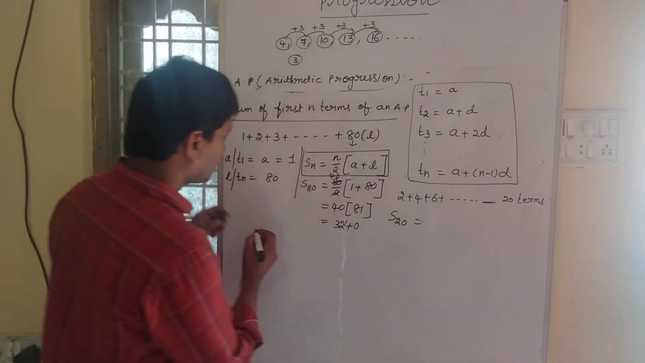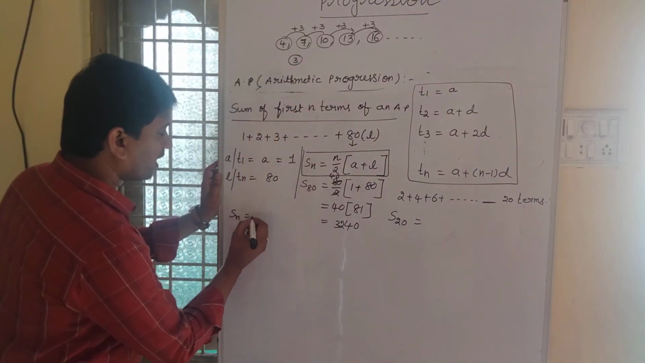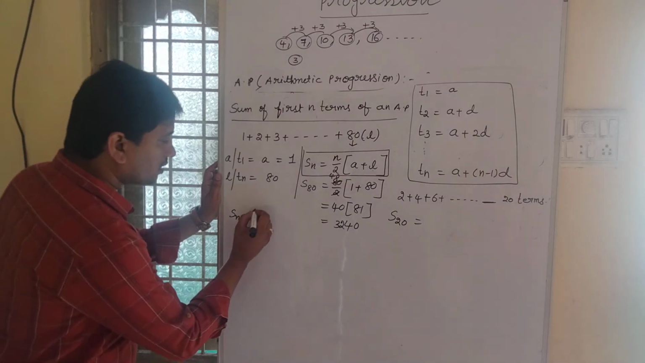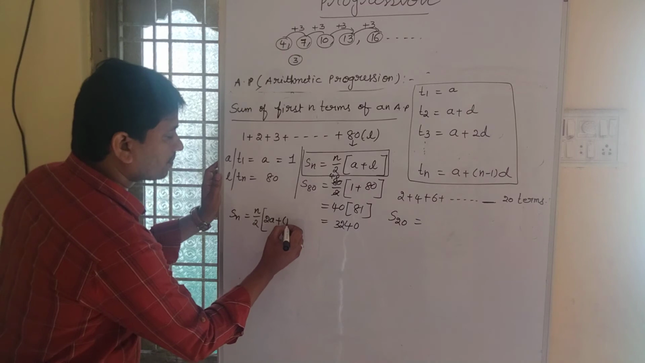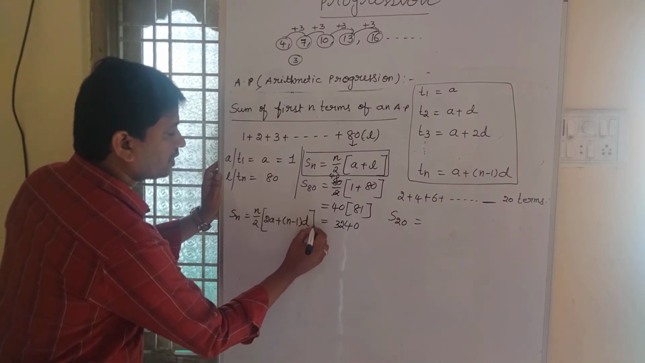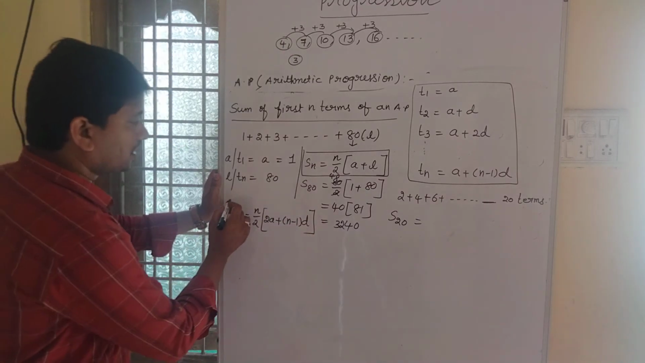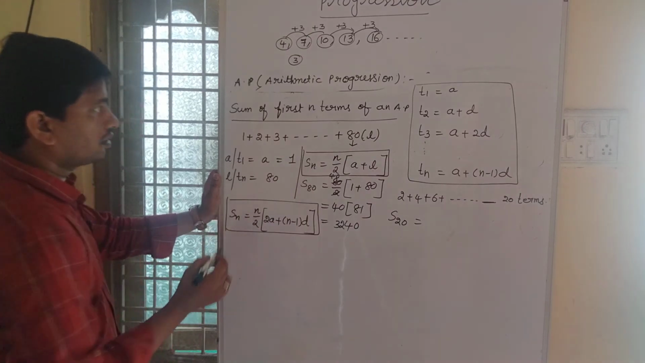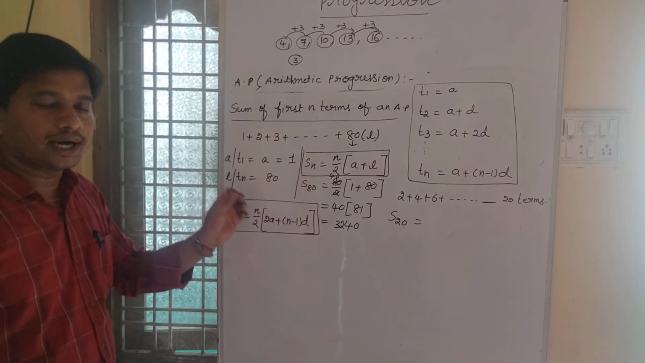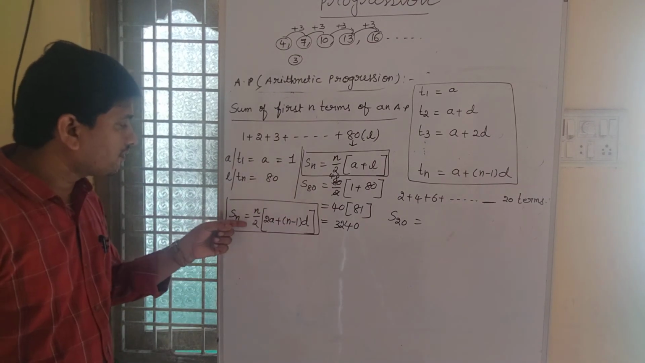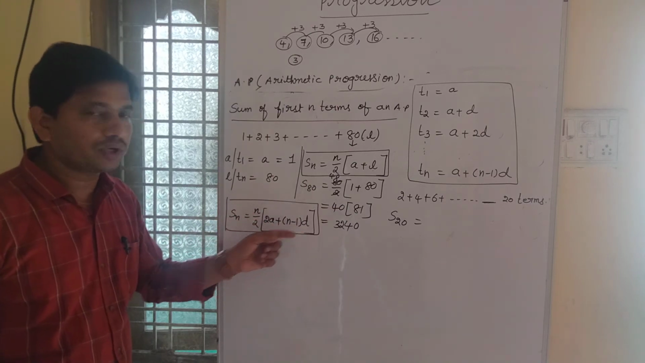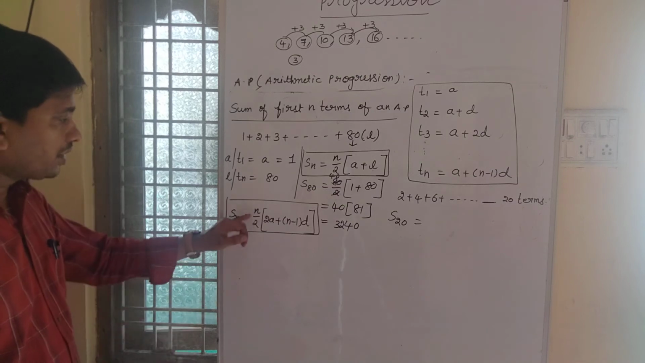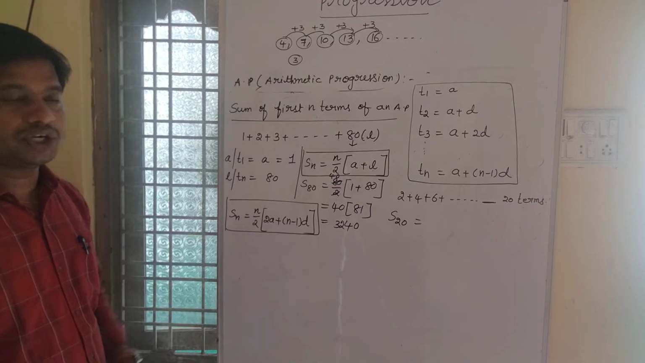The formula, if we don't know the last term, for finding the sum of n terms is n by 2 into 2a plus n minus 1 into d. Children, what is the formula for the sum of first n terms of an AP? Sn equal to n by 2 into 2a plus n minus 1 into d. n by 2 into 2a plus n minus 1 into d.